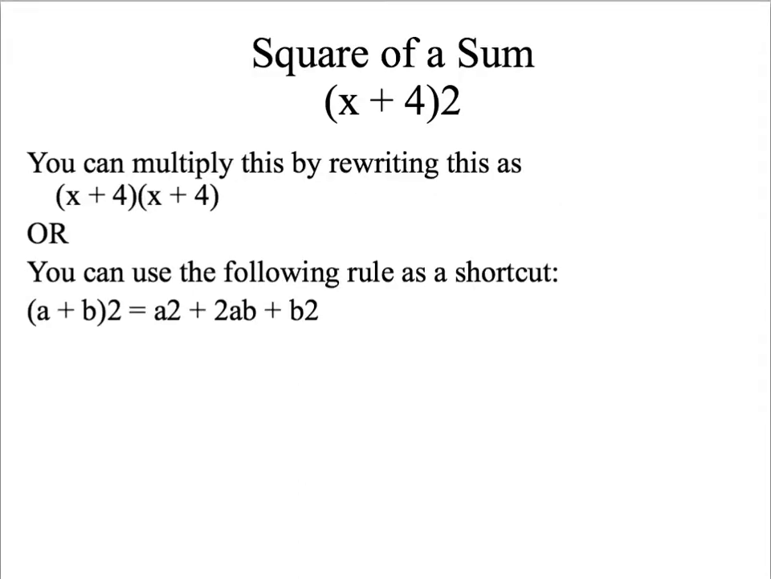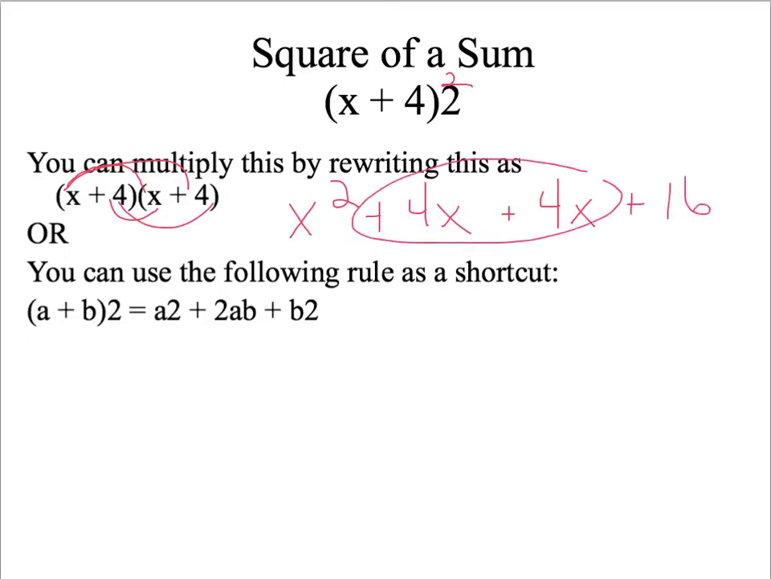For the square of a sum, which this one should be (x + 4) squared, you can multiply this by rewriting x plus 4 and using FOIL how we normally did, where we would do x times x, so x squared, x times 4, 4 times x, and 4 times 4. Then we would combine the two center ones, and we would get x squared plus 8x plus 16.